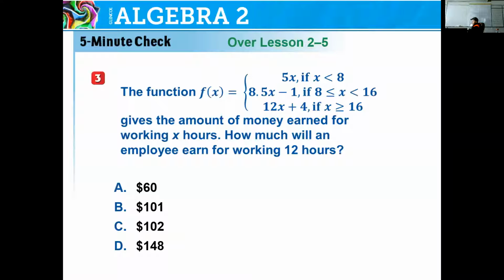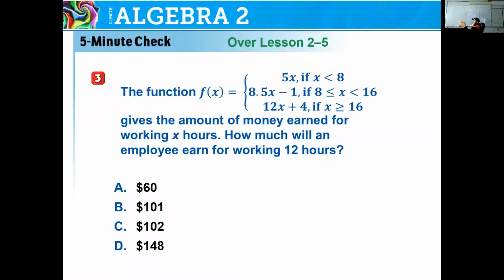Okay. Number 3 says the function f of x is defined by 5x if x is less than 8, 8.5x minus 1 if x is between 8 and 16, and 12x plus 4 if x is greater than 16. So looking at this format, this is going to be a piecewise graph. Okay, it's going to be a piecewise defined function, but we really got to pay attention to our domain. Okay, and it says the function f of x gives the amount of money earned for working x hours. So how much will an employee earn for working 12 hours?